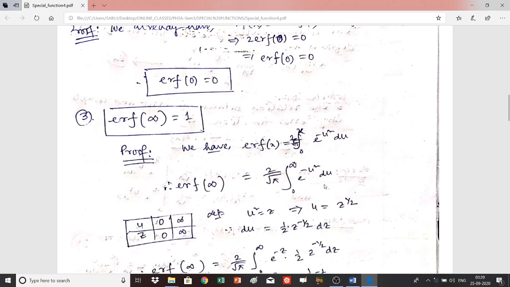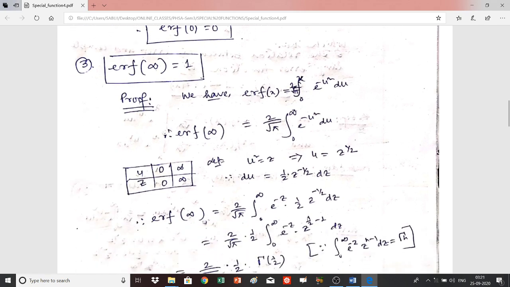In the similar way, you just replace u squared by z in this case also. So u will be z to the power half, and du will be, just differentiating, half z to the power minus half dz, and then substitute this value. Here you also have to note that the limits of integration do not alter in this case, and that can be realized from this relation. So erf(infinity) is equal to 2 by root pi integral from 0 to infinity of e to the minus z, with the half appearing from du, half z to the minus half dz.